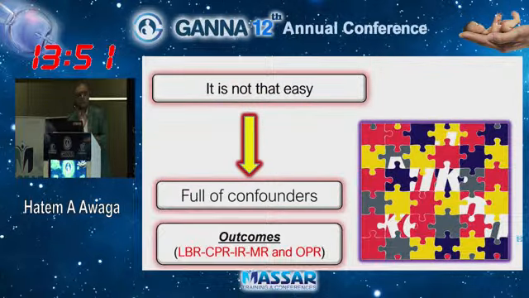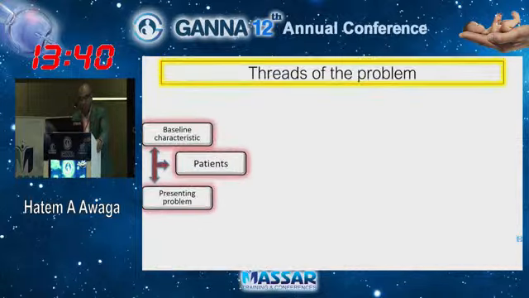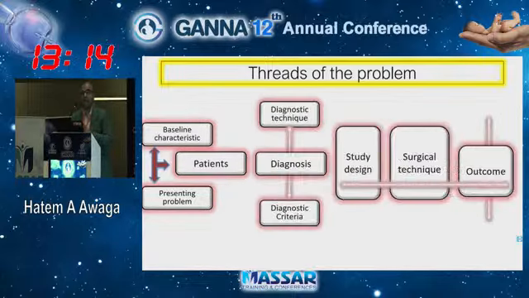Really, the answer to such questions is not that easy because it's full of confounders. There are many, many factors which play a role in the impact of such problems on fertility. I will try to go through the threads of the problem. If we start from scratch, you will find these points. The first point, what are the baseline characteristics of your patients? Because this will surely affect the result of septum correction. What is the presenting problem? Because patients presenting with infertility are not like patients presenting with preterm birth and abortion. And what is the nature of the patients included in your study?